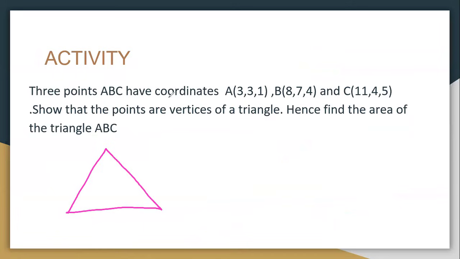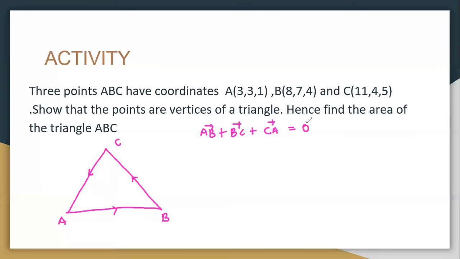They have told us that three points A, B, C show that the points are vertices of a triangle. Like we say, to show that something is a vertex, you say AB, BC, and CA. Then for the points to be vertices of a triangle, AB plus BC plus CA should equal 0.